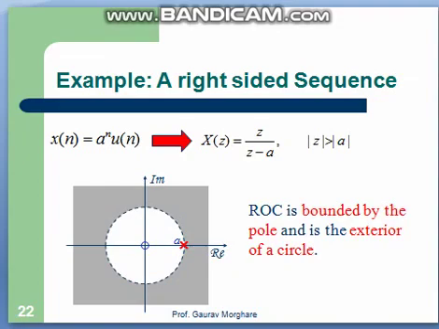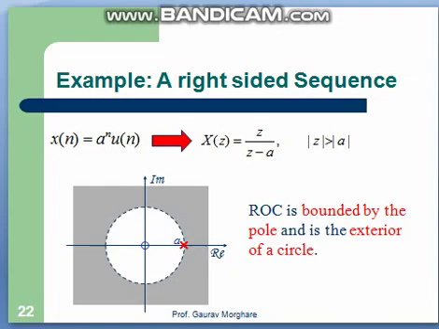I'll clearly tell you that if we substitute z minus a equal to 0, that means z is equal to a. If we substitute a value of z greater than a, then the whole term will be positive. But if we substitute a value of z lesser than a, then the term comes out to be negative, which should not be the condition of the ROC.